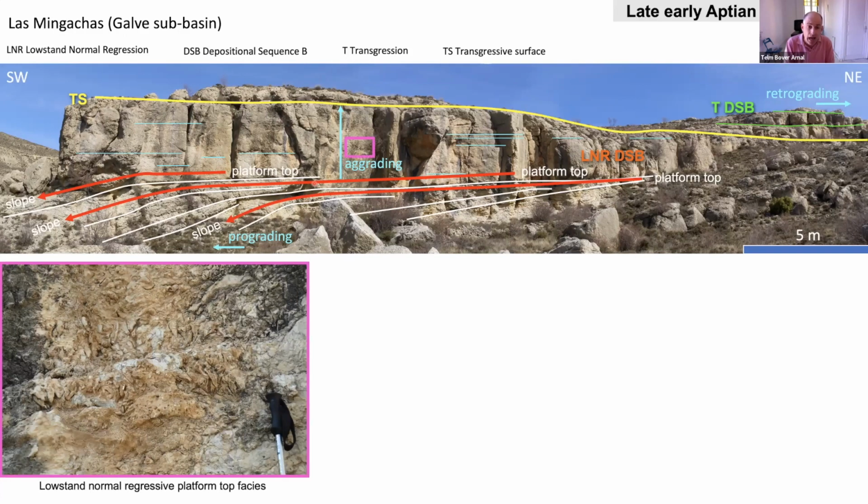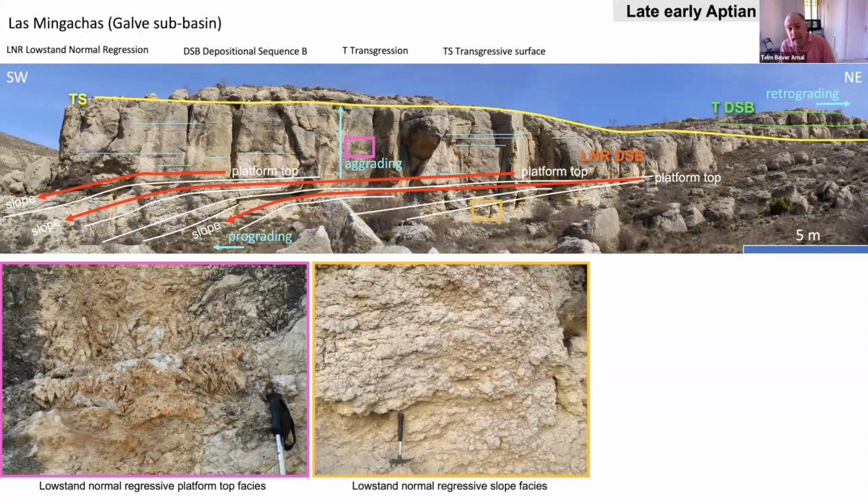The autochthonous to parautochthonous platform top facies are mainly, again, limestones with rudist bivalves in live position. You can see here all these elevated rudists in live position. This is the Polyconites hadriani species, and also colonial corals in live position.